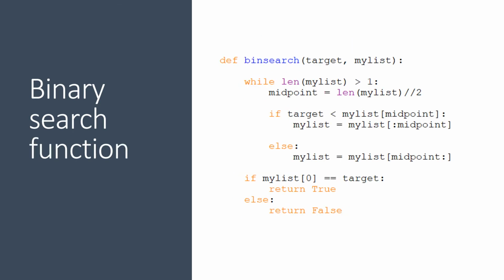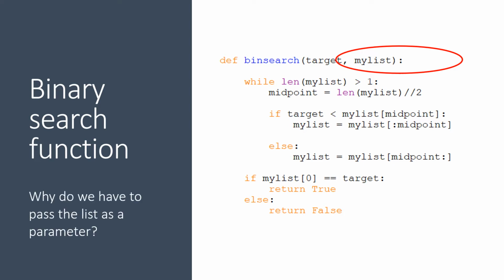So here I've copied the binary search code into a binary search function. And at the end of the code, instead of printing that the search term is found or not found, I return true or false. You'll see that I've passed mylist as a parameter to the binary search function. Do you know why that is? We don't have to pass mylist as a parameter when we're doing the linear search, but we do have to pass it as a parameter when we're doing the binary search. Can you work out why that is? I'll tell you in a moment.